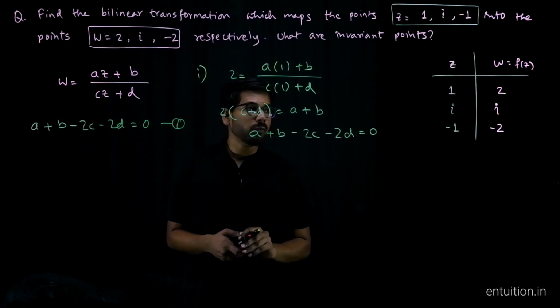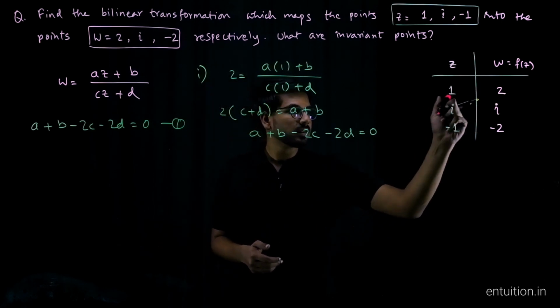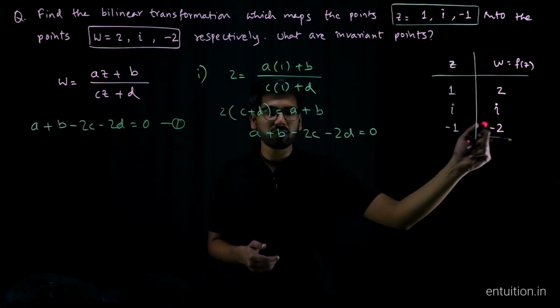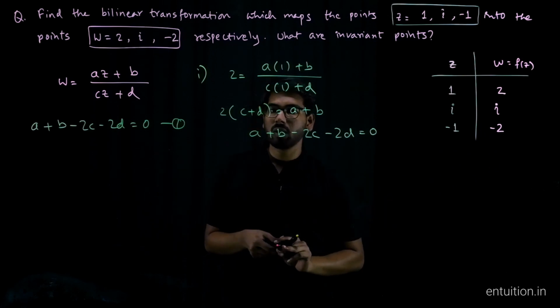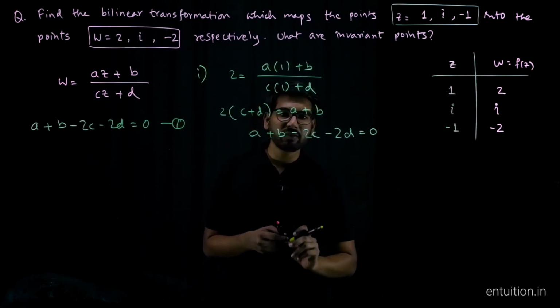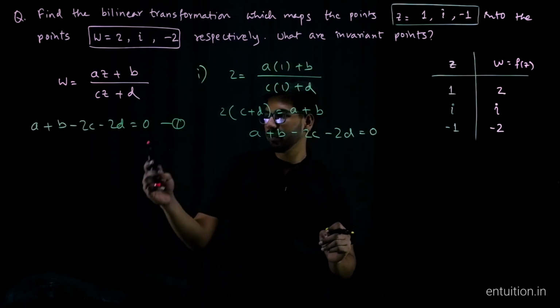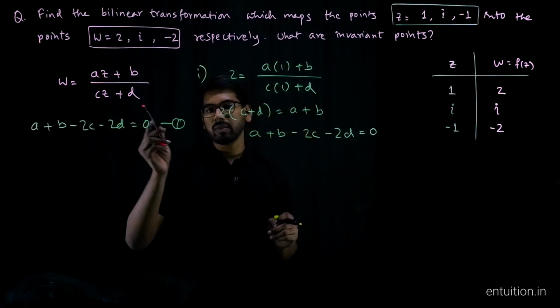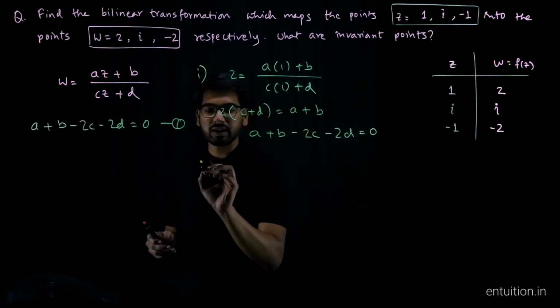So for each of these pieces of information, from 1 to 2, i to i, minus 1 to minus 2, we will get one equation. So how many pairs of numbers do we have here? 3. So we will get 3 equations for 4 unknowns a, b, c, d. So let us find the second equation.